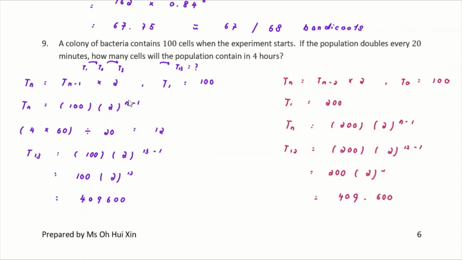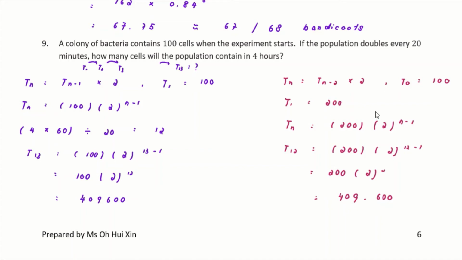For the first approach, I might think that my T1 is when the experiment starts. So when I write T2, it means the time after the first 20 minutes. That's T2, my second record, and then I continue and so on. So when I try to find out how many cells there are in 4 hours, I will do T13. I try to find out the count after 12 times of 20 minutes, right?